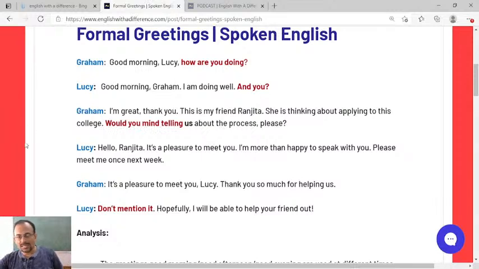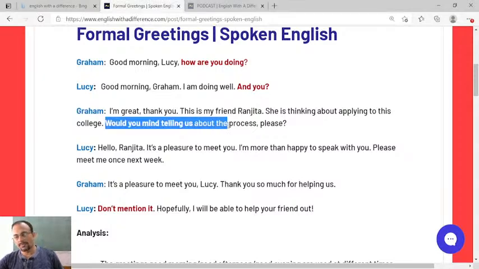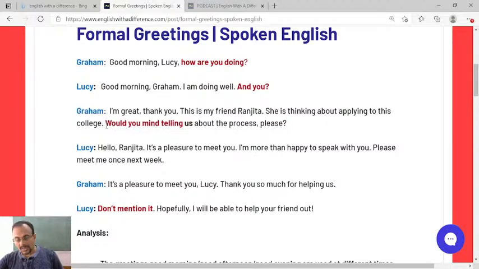So, dear students, here is another standard expression that you have to keep in mind: would you mind telling us about the process, please? Right. So, would you mind telling is another way of polite inquiry. If you see the structure, mind is followed by the ing form of the main verb. Would you mind telling? So mind is followed by the ing form of the verb tell, right?